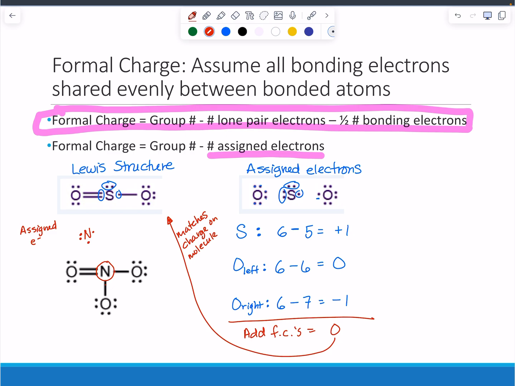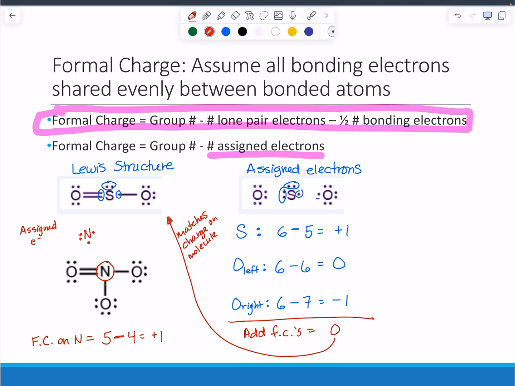Okay. All right. So in this case, we've got nitrogen. Nitrogen is in group 5. Okay. So our formal charge on the nitrogen is going to be equal to 5 minus our assigned electrons, which is 1, 2, 3, 4. Okay, so that comes out to be +1.